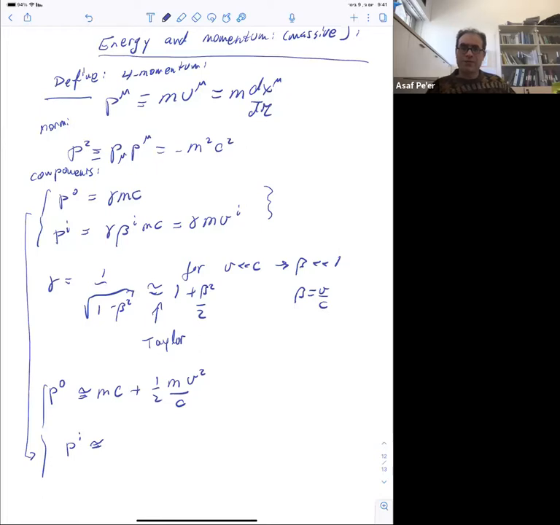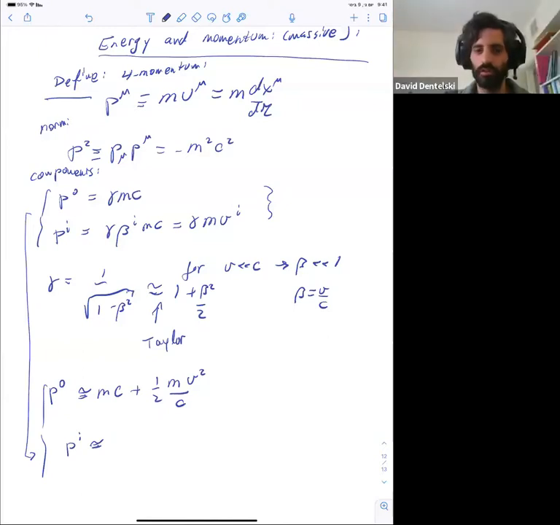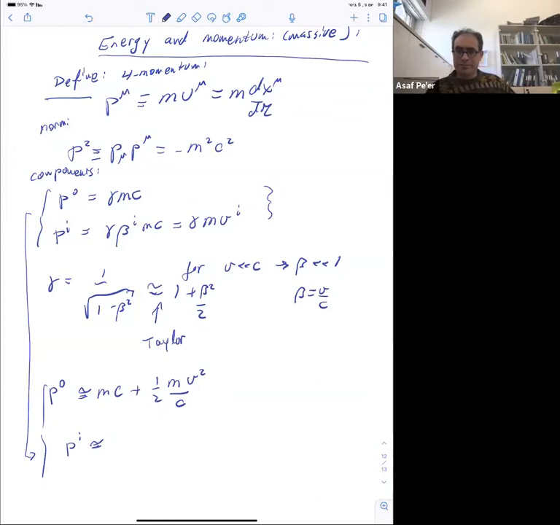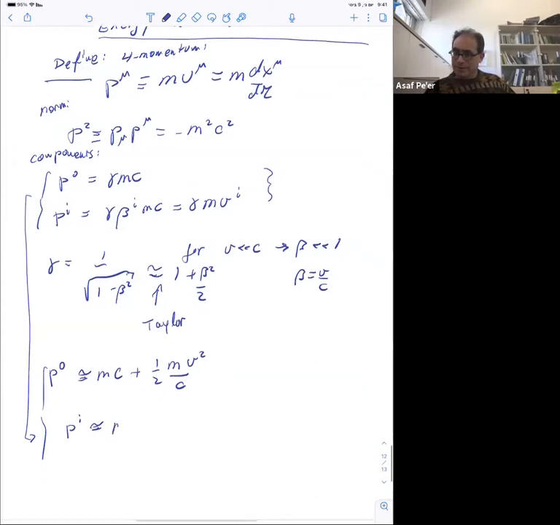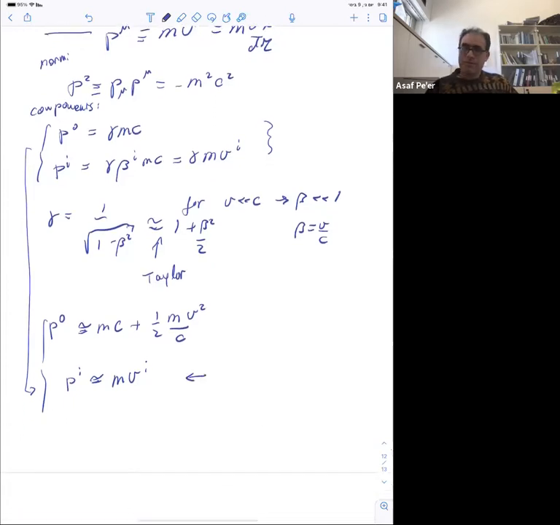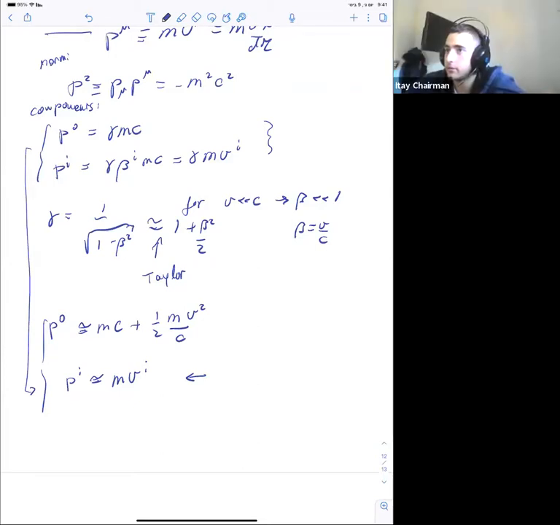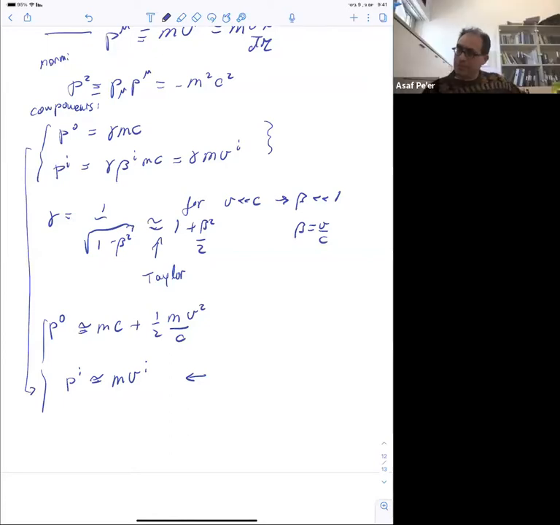The ith component of the four-momentum. It's mv plus correction, which will be of the order of v cubed, right? So it's roughly mvi. The correction will be of the order of v over c squared, which you can neglect. So what do we call that? Classical momentum. This is the classical momentum. Right? It's an internal momentum.